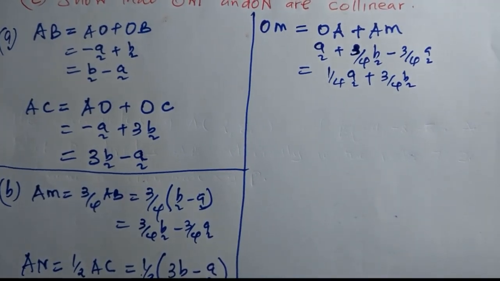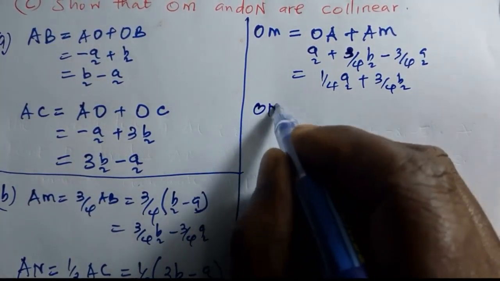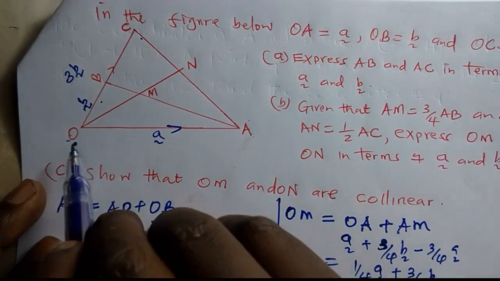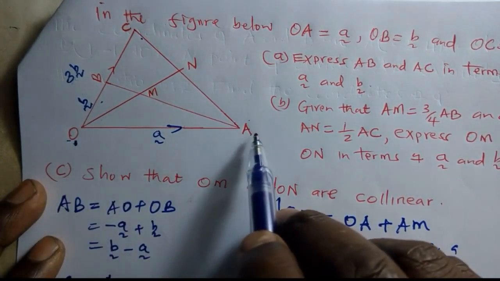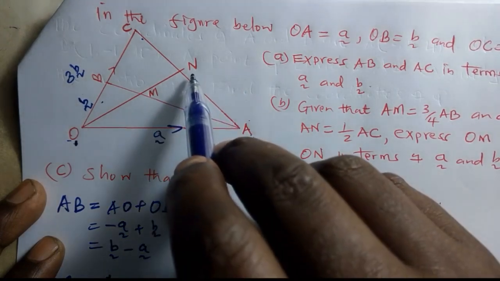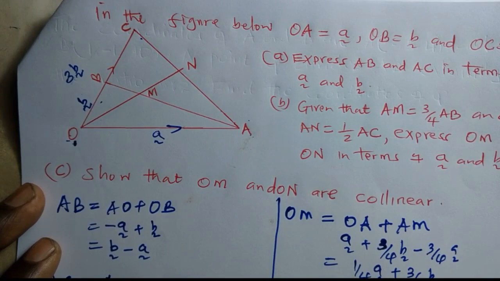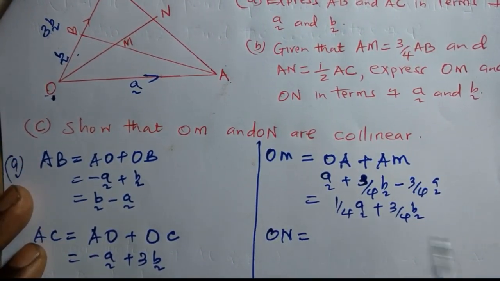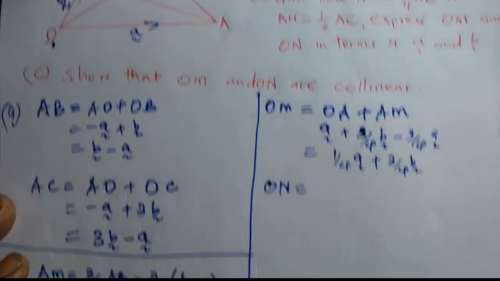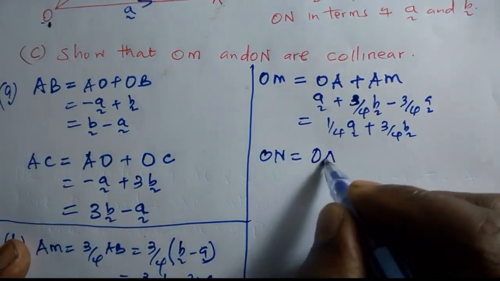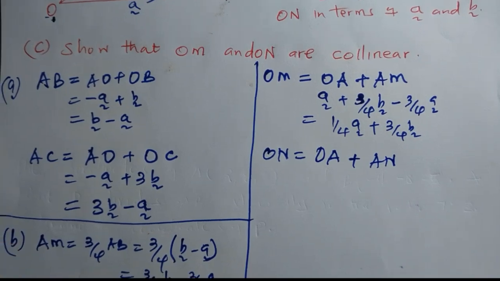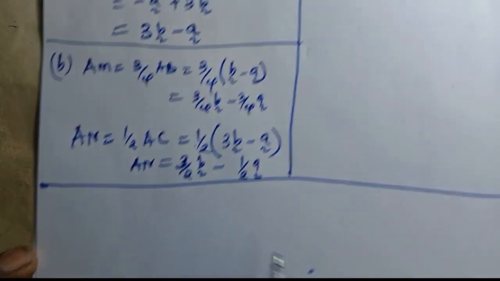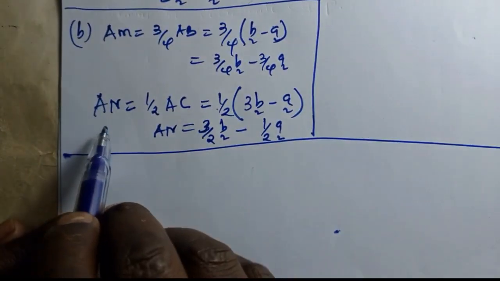Now we want ON. How do we get ON? ON is equal to OA plus AN. That's one way of getting that. There's another way, but we can use that one. But remember, we have AN here, so we go this way because we have already obtained AN.